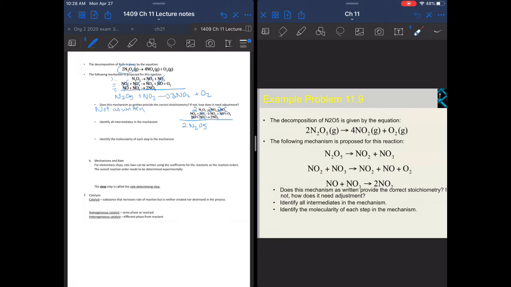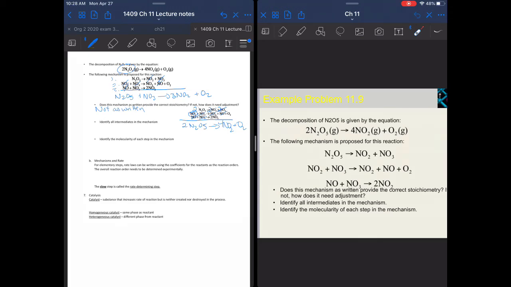Now on the left side, you have 1 molecule. And on the right side, you have 1, 2, 3, 4, 5. So 1 will cancel out 1 of them. But the other 4 will still be there, plus O2. Now that does give us proper stoichiometry. So this mechanism wasn't quite right, but it was easily adjusted by multiplying one of the steps by 2.